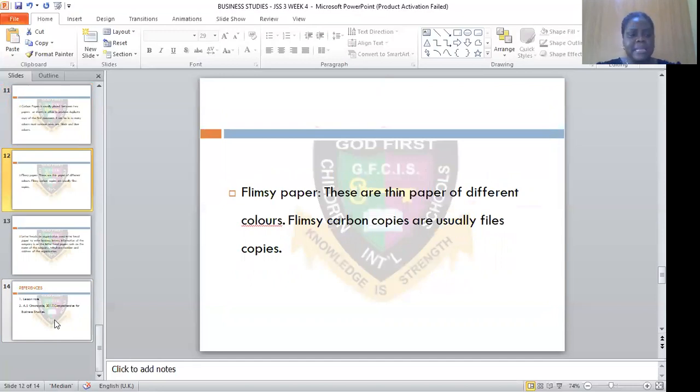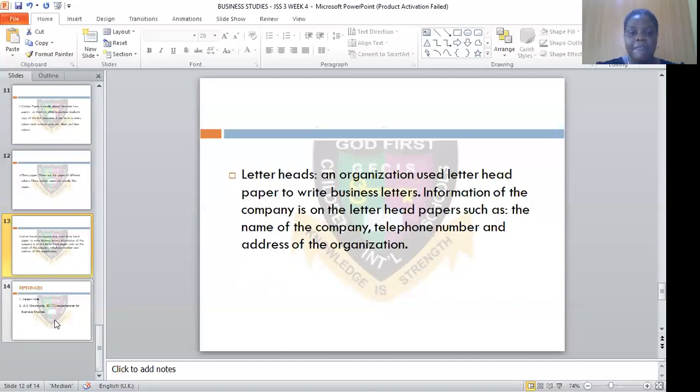The next one is flimsy paper. They are tiny papers of different colors. They're like carbon copies as well that you use as file copy. When you are copying something for someone, you tear that one for that person, not that you tear it and roughen it, but you tear it neatly and give the person their copy, and you keep the file copy in the organization's file.